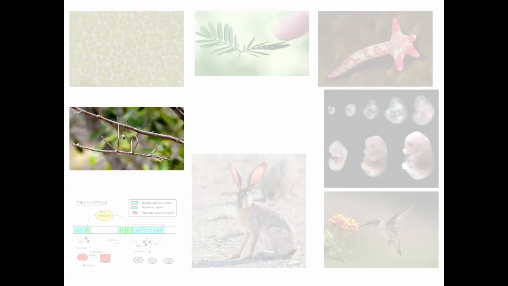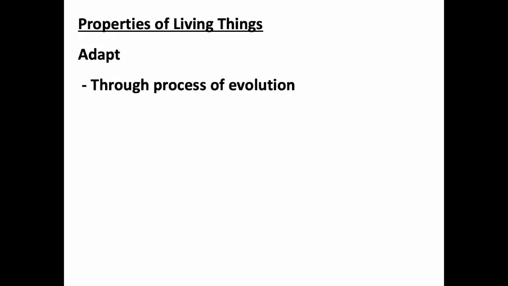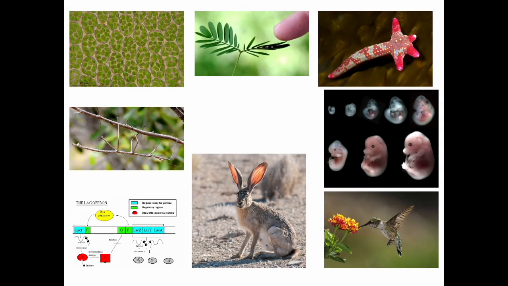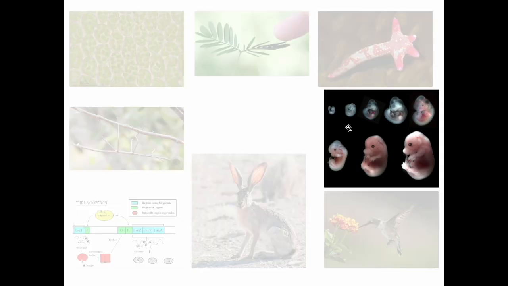And again, most of these examples are plants and animals, but when we're talking about living things, we have to include fungi, we have to include bacteria, microscopic single-celled organisms. They're going to go through the process of evolution to adapt as well. Okay, let's move on to this one here.